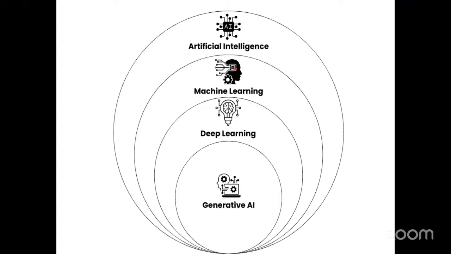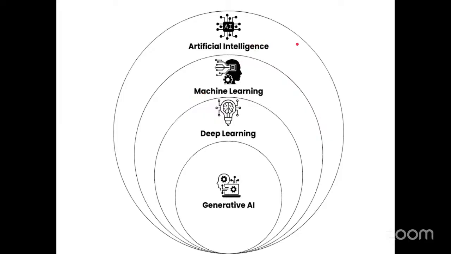We have heard of these terms: machine learning, deep learning, generative AI. This generative AI which I was talking about, all of these things come inside a single term called artificial intelligence. Machine learning is also a part of artificial intelligence.